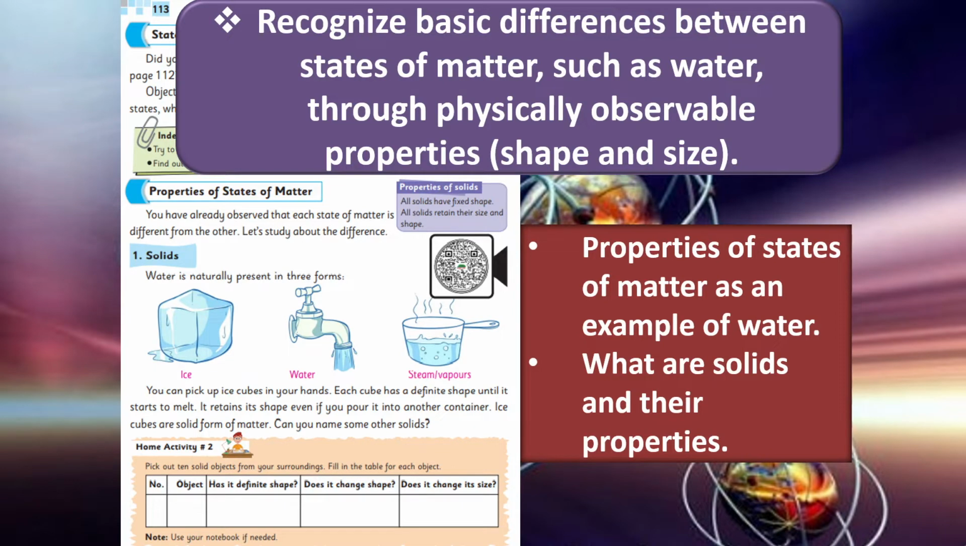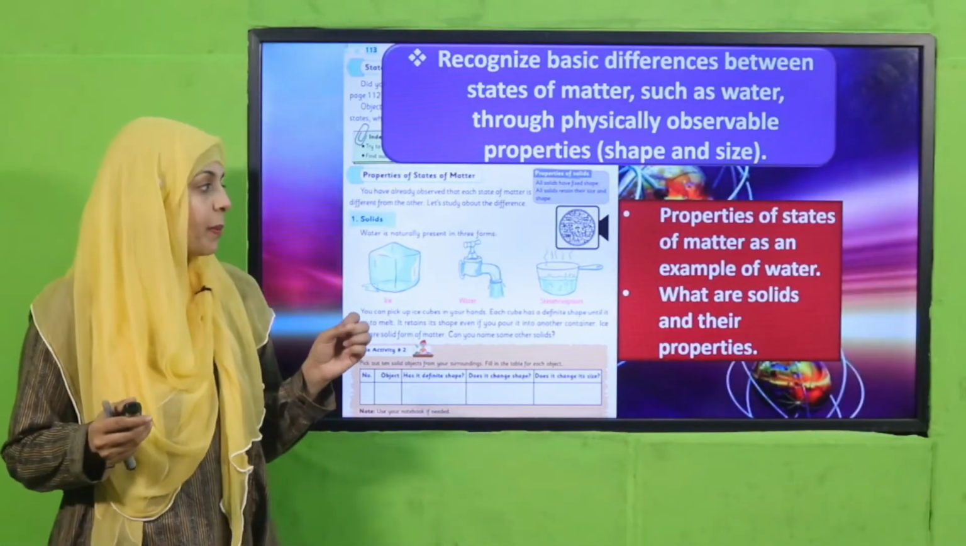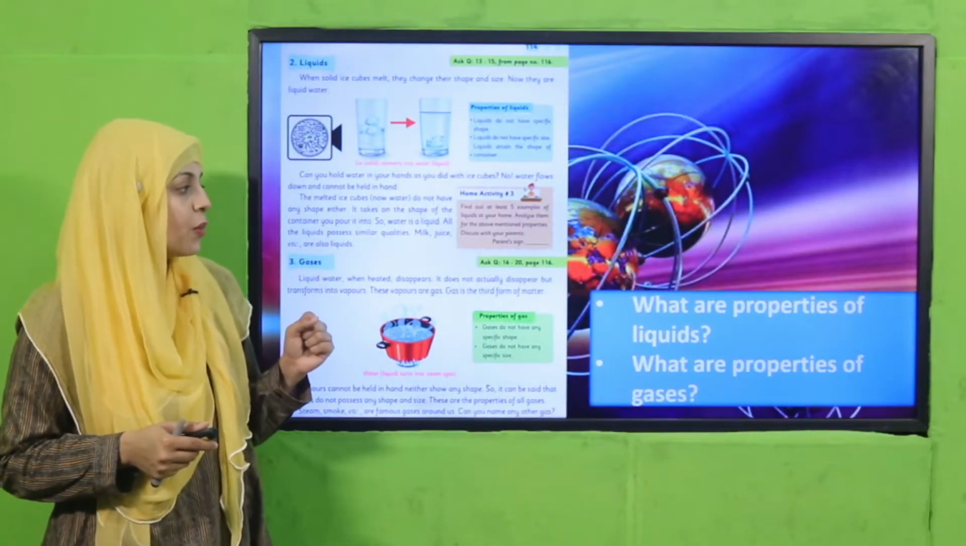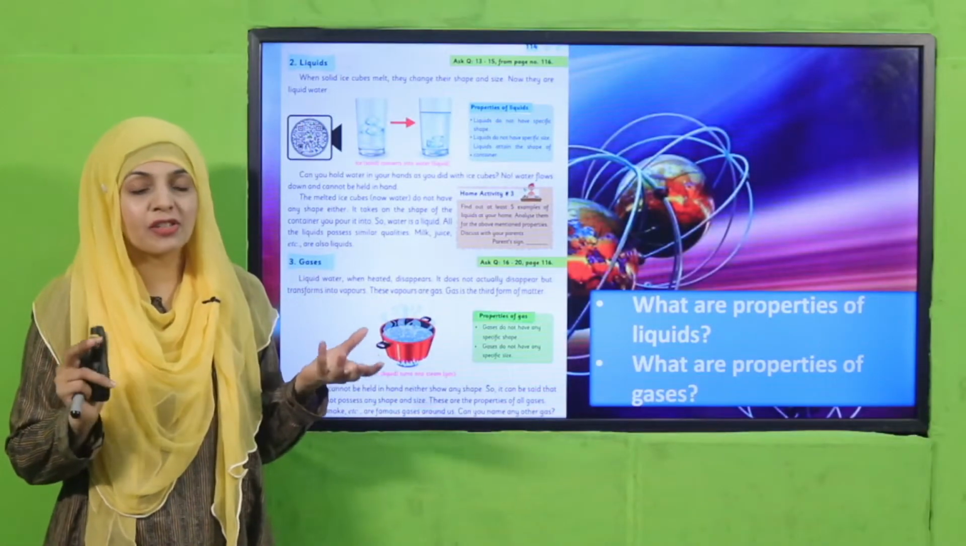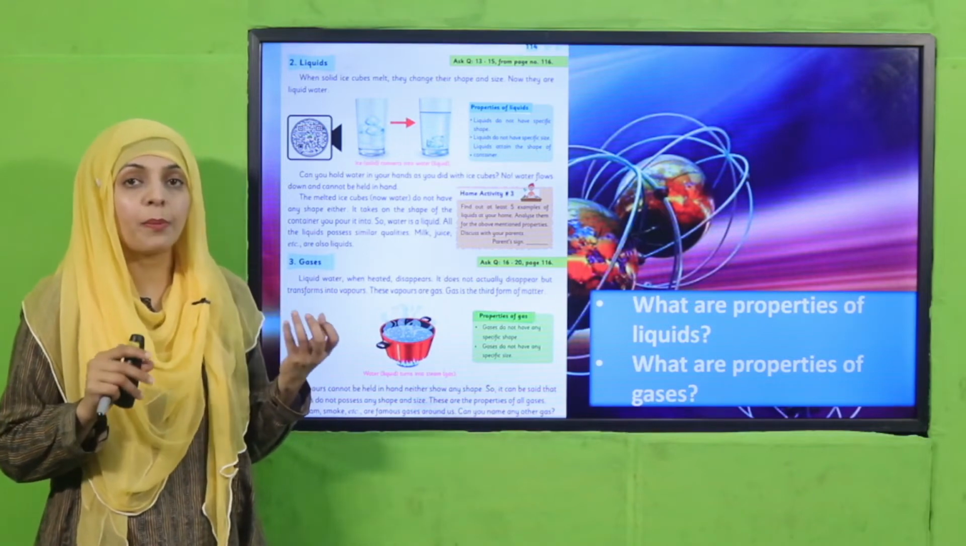So solids are, they have definite shape. They retain their shape, they are rigid. So these are some properties of solids. So next we discussed about the liquids. So what are the properties of liquids? They do not have fixed size and shape, and they take the shape of the container they are poured in.